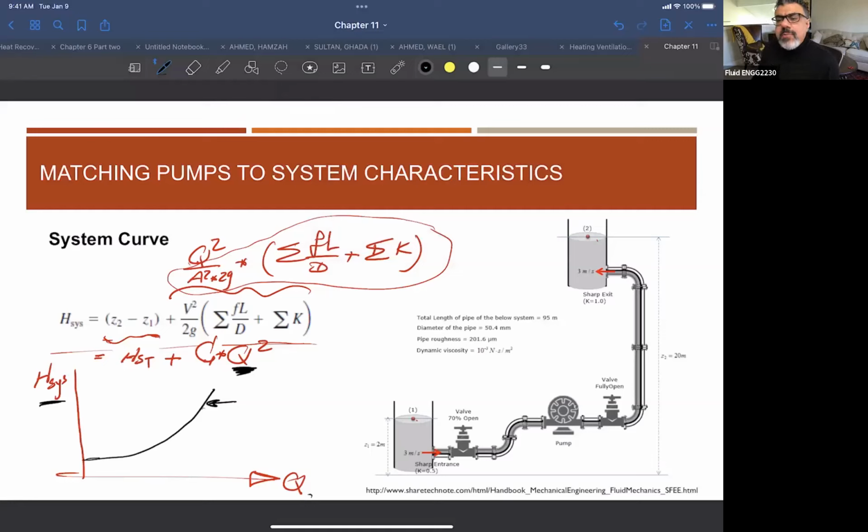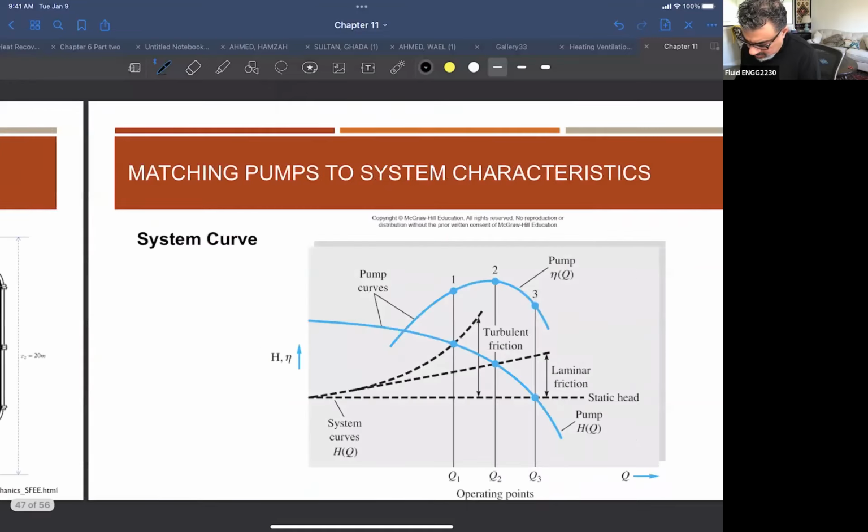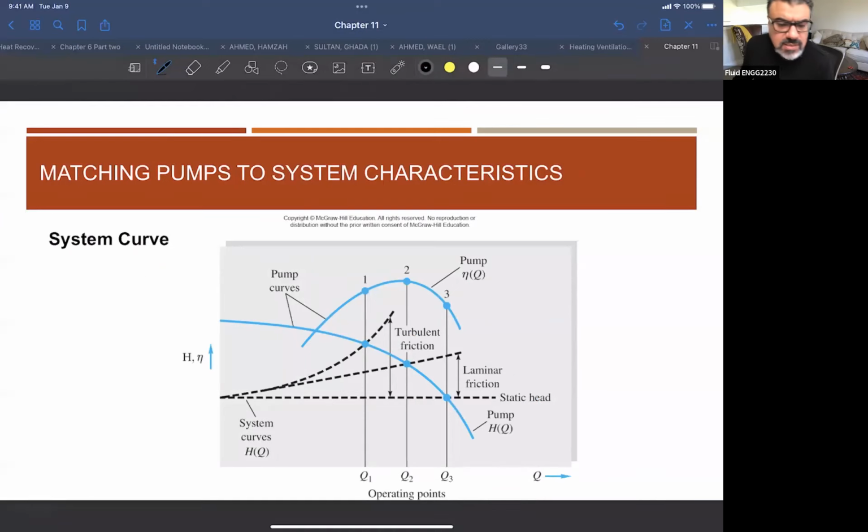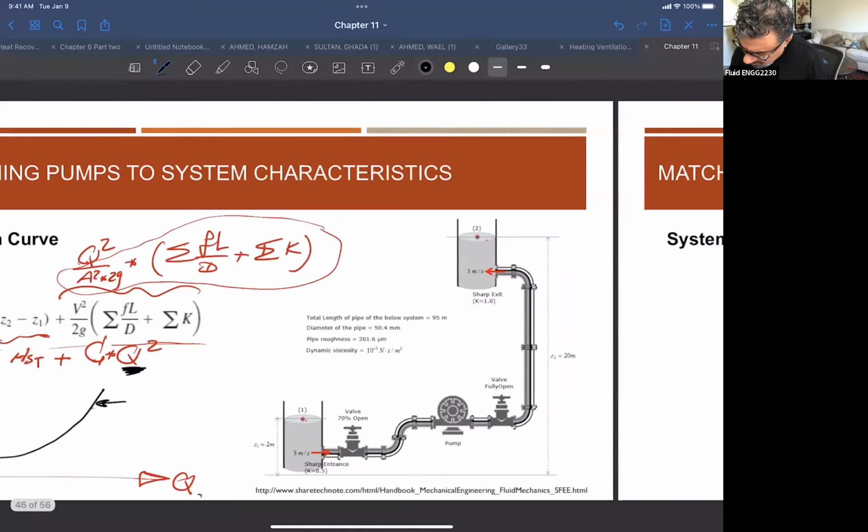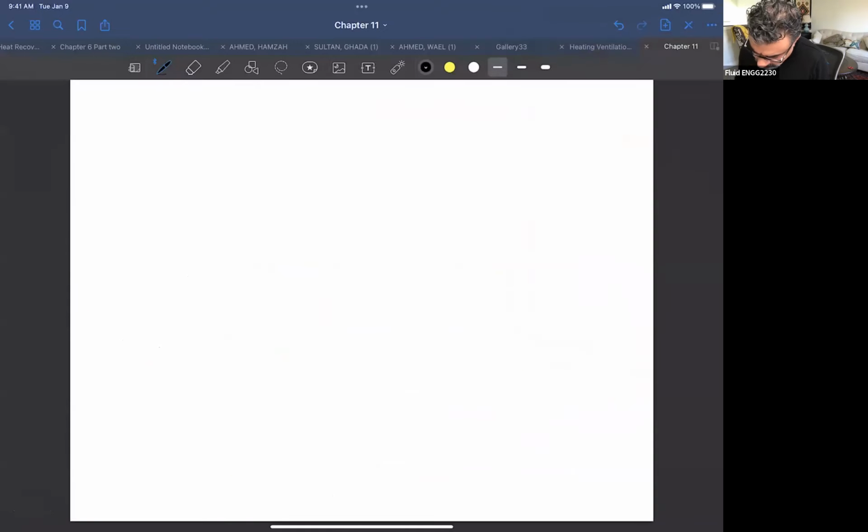So for any piping system, you are expecting to see a relation between the total head inside the system and Q squared, a curve from a second degree equation. And in this case, you can put this system curve into the pump curve. Let me just go over this step by step.